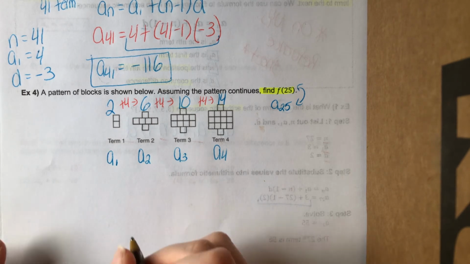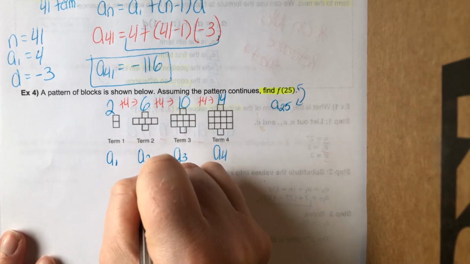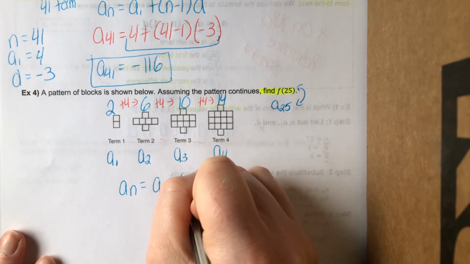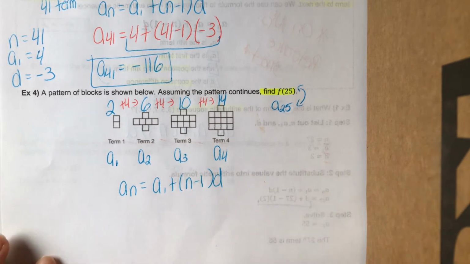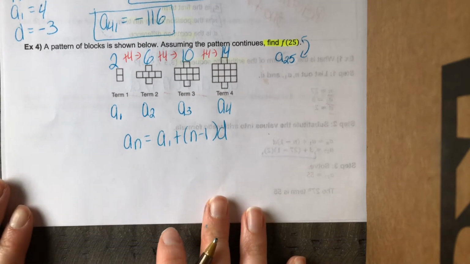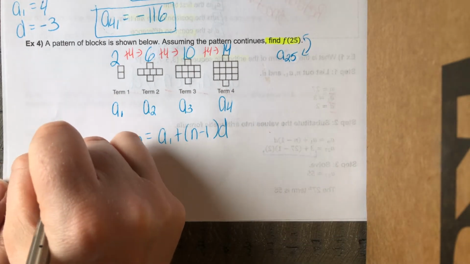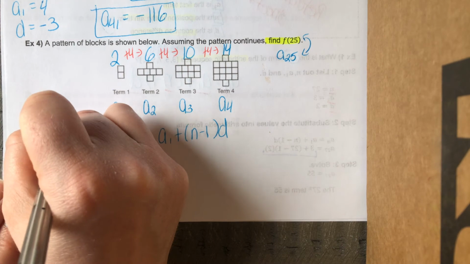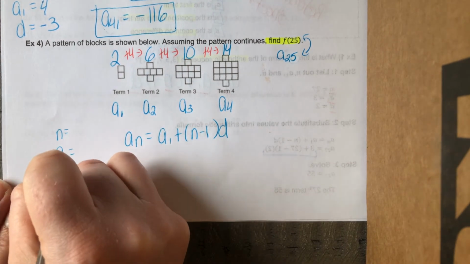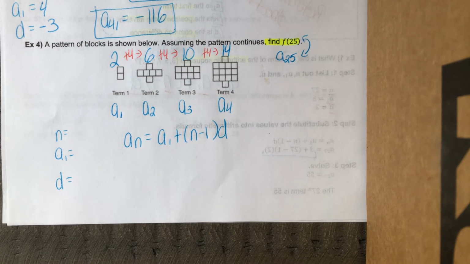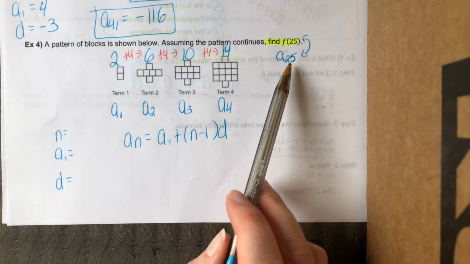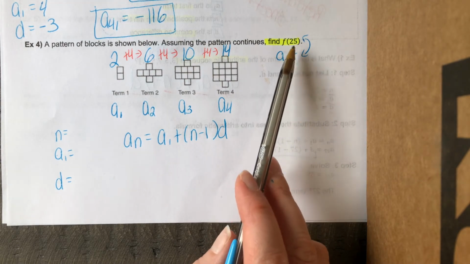So now it's okay for me to write that formula and say I'm going to use it to solve this question. All right. And now that I wrote it out on the side, I'm going to write what I'm filling in, which is n, the first term, and the common difference. So I know that n is 25 because I'm looking for the 25th term.